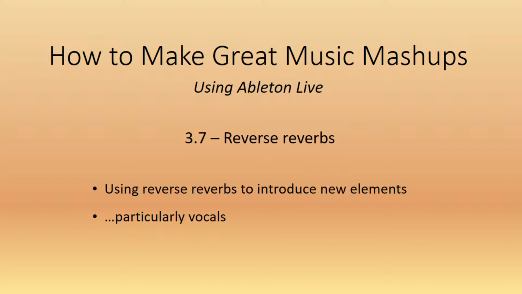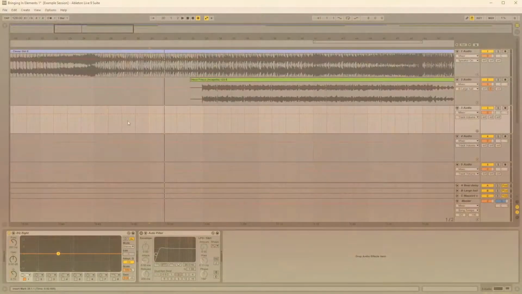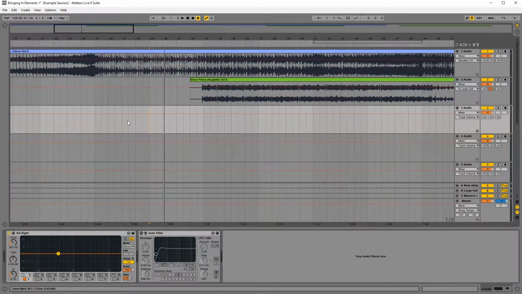Like most techniques we use when making mashups, we use reverse reverbs to prevent the audience from getting confused. In order to help them get sonically prepared for a sound, we take a small section of the audio they're about to hear and use it to create a reverse reverb. Here's how we do it.